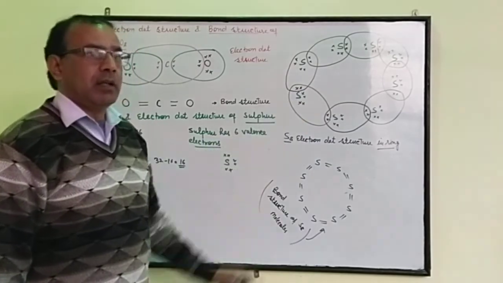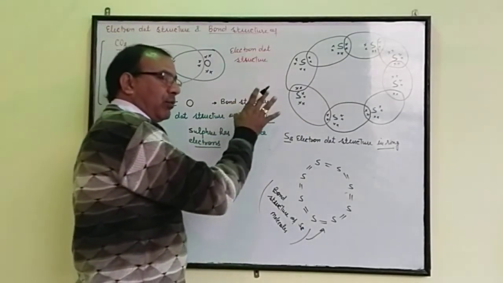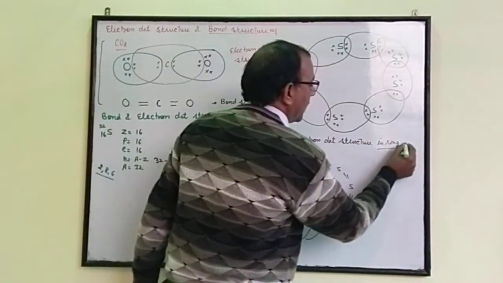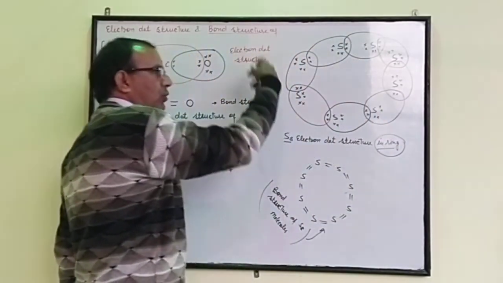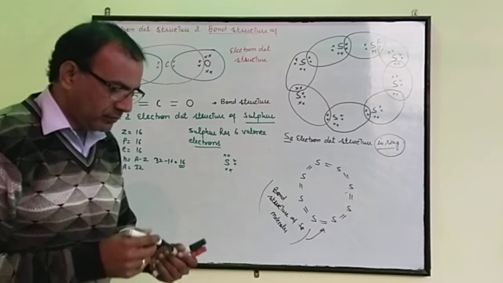But as prescribed in the NCERT notebook, you have to draw the electron dot structure of the S8 molecule in a ring. So we draw the electron dot structure in a spherical or ring-like structure. Clear?